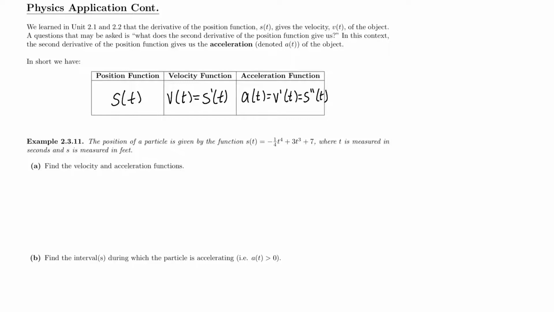So the acceleration function is talking about how fast the speed is changing. So how fast are you getting faster, or how fast are you slowing down? It's not your actual speed, it's the change in your speed.